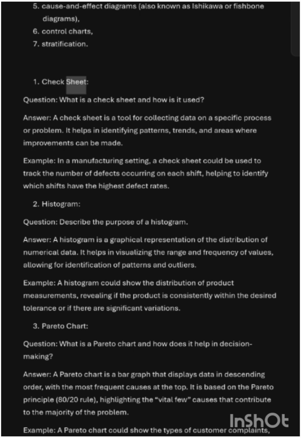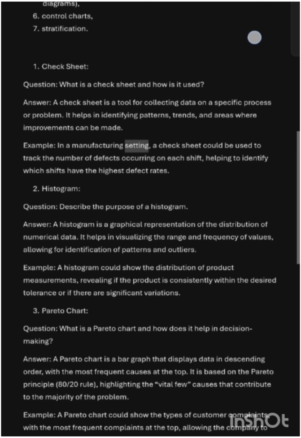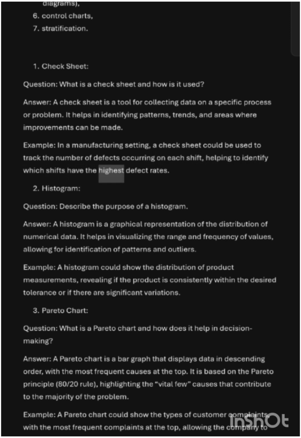1. Check sheet. Question: what is a check sheet and how is it used? Answer: a check sheet is a tool for collecting data on a specific process or problem. It helps in identifying patterns, trends, and areas where improvements can be made. Example: in a manufacturing setting, a check sheet could be used to track the number of defects occurring on each shift, helping to identify which shifts have the highest defect rates.